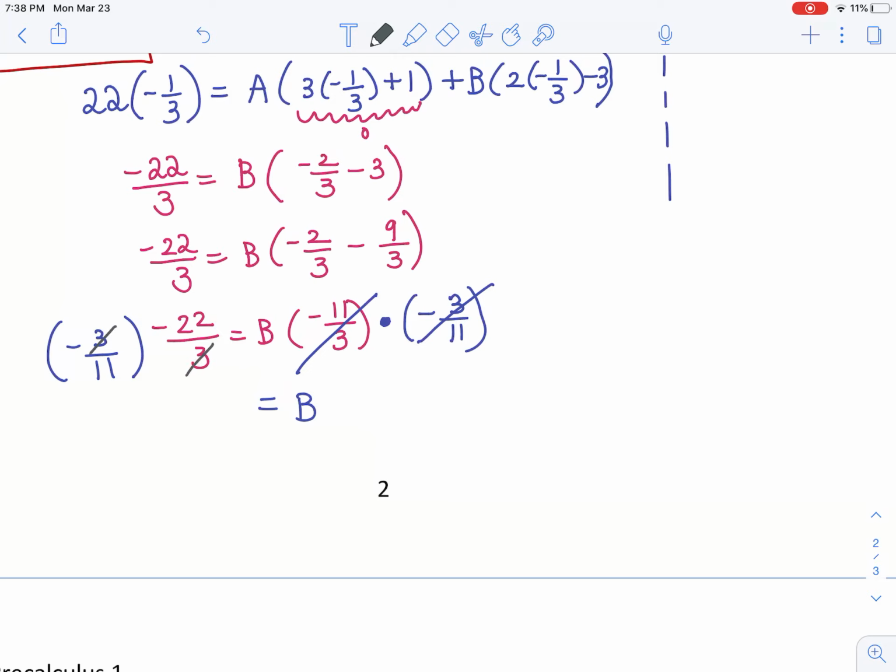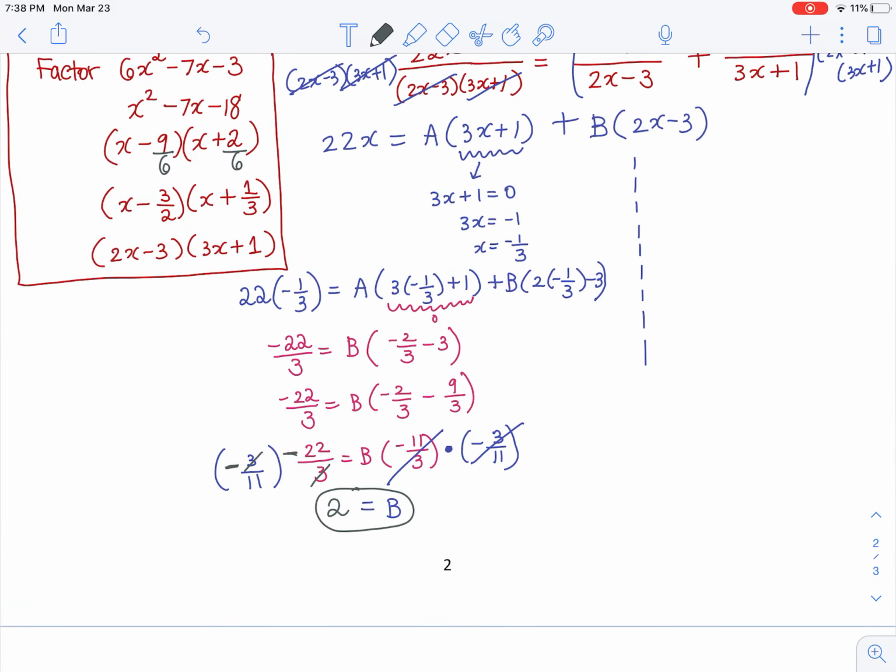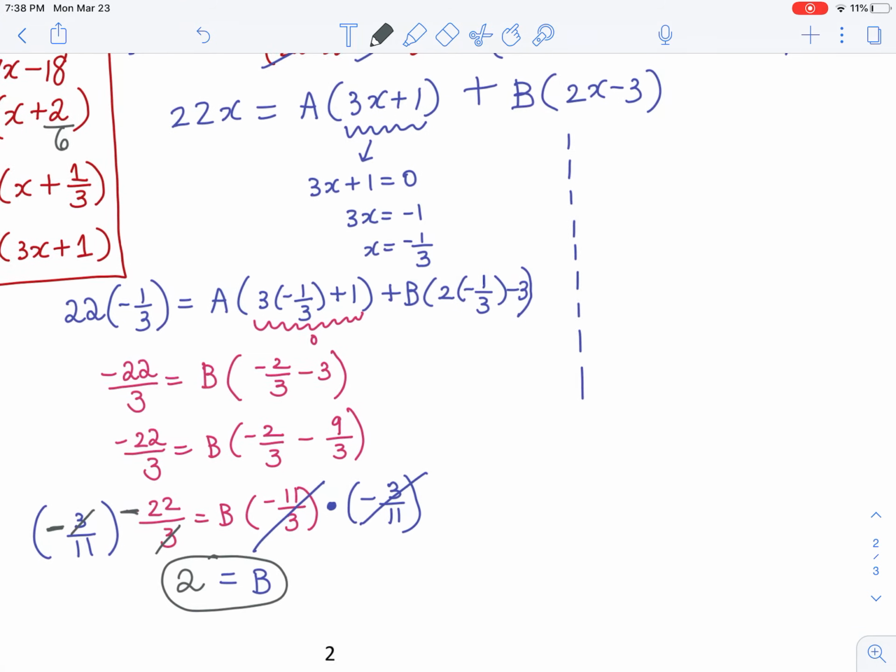3 is gone. Well, 22 divided by 11 is going to give us 2. And notice we're multiplying a negative number times a negative number. So the sign should simply be positive. So a lot of ugly mess, but b came out to be 2. All right, let's go ahead and find a value, since now we have b.